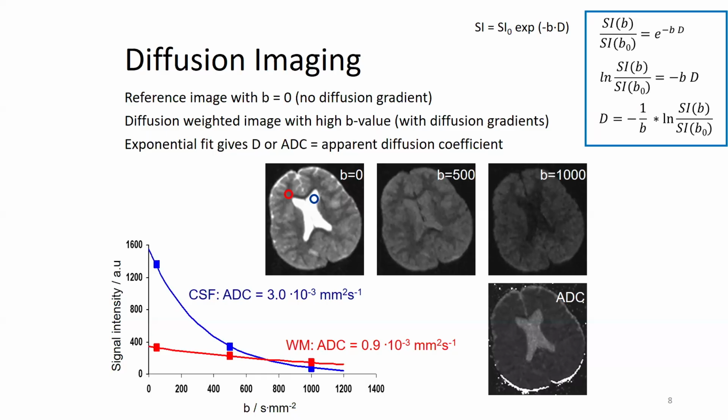Well, I still get signal from water. So if I have a small B0, this is still a normal image. But with a higher B value, you would say I get not so nice images. What can I learn from it?